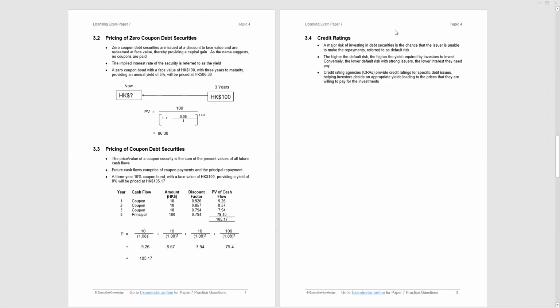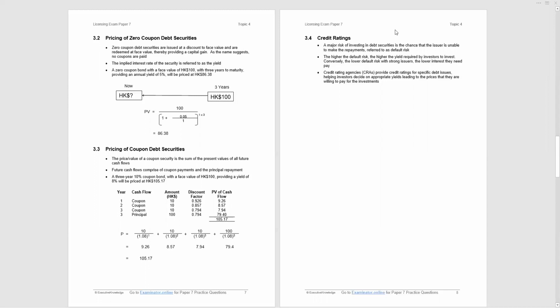Now, one very important point to pick up here is that the coupon, the 10%, is greater than the yield, 8%. That means it will be priced at a premium. The coupon is attractive compared to the yield, so we'll pay more than the face value. And as you can see, it's priced at 105.17.